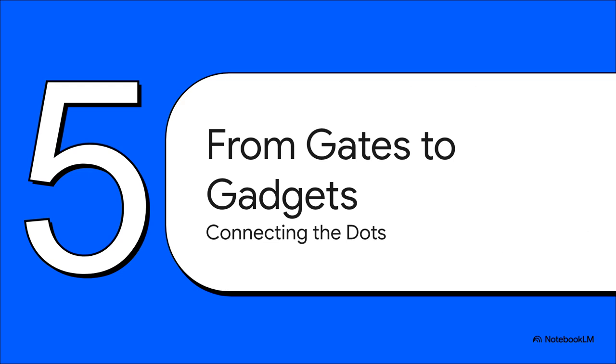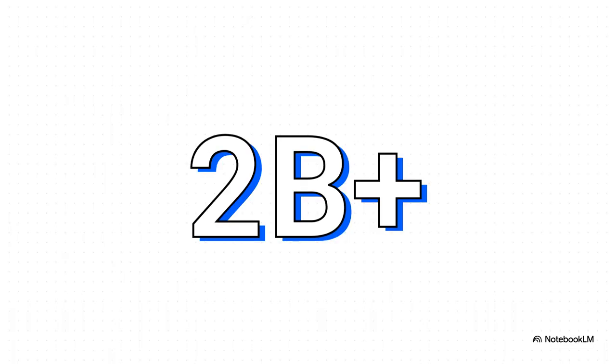Right? Let's connect these simple little gates to the amazing gadgets we use every day. Just take a second and look at this number. 2 billion with a B. That is how many of these tiny little logic gates, built out of microscopic switches called transistors, can be jammed onto a single computer chip today. Billions of them on a little sliver of silicon smaller than your thumbnail.